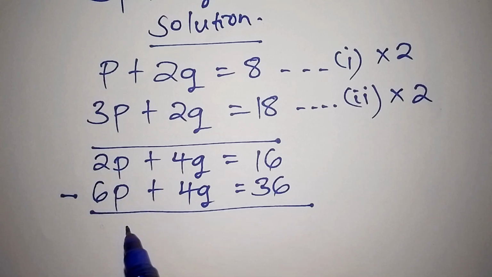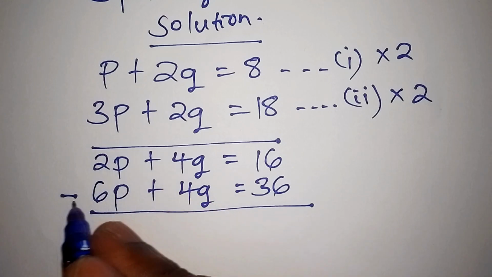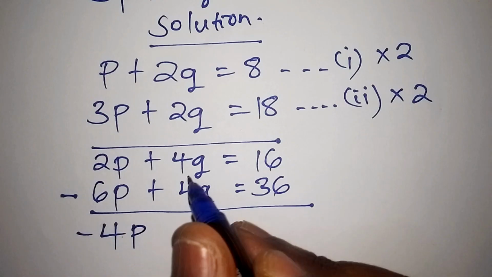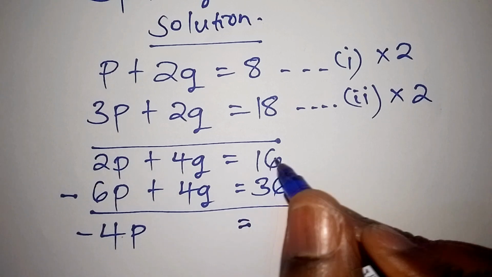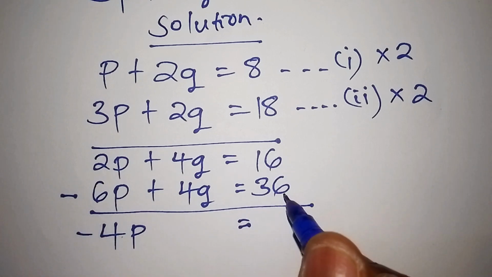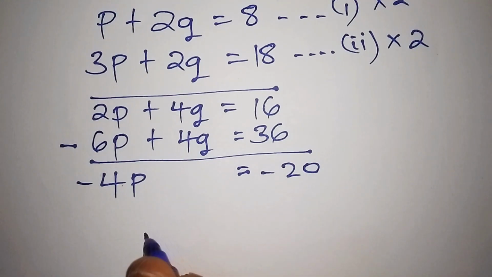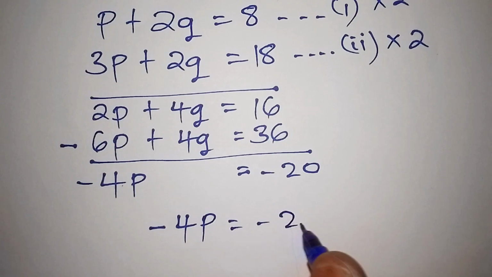So when you carry out the subtraction, that is now 2 minus 6. So we shall now remain with minus 4P. Then here all of this shall be 0. So is equals to 16 minus 36 still. So we shall now have it as minus 20. So that now means that we shall now have it as minus 4P is equals to minus 20.